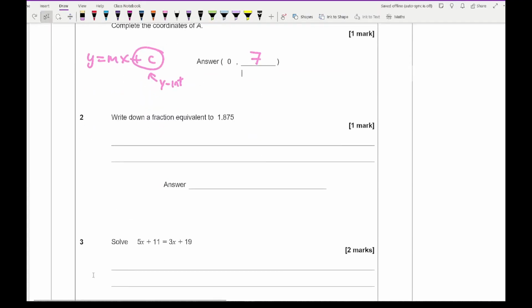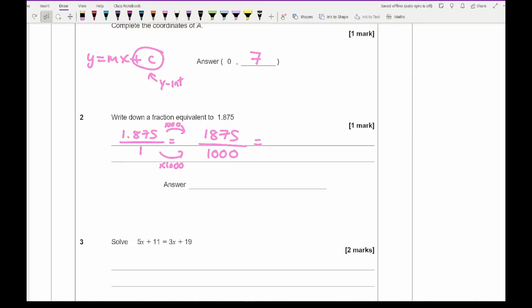For question 2, it says write down a fraction equivalent to 1.875. So here if I write 1.875 over 1, then all I need to remember is I can't write decimals in a fraction. So if I multiply both the top and the bottom by 1,000, and the reason why I'm multiplying by 1,000 is because I've got 3 numbers after the decimal point, so I need 3 zeros. That's going to be 1875 over 1,000.